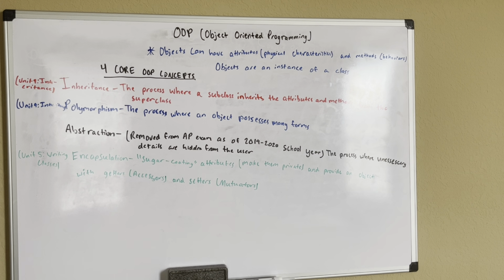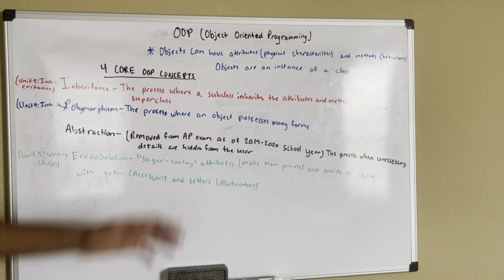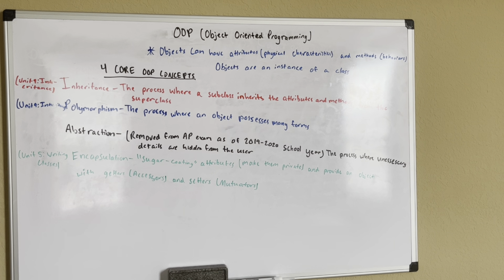So, encapsulation: sugarcoating attributes, make them private, provide an object with getters, accessors, and setters, mutators, and those will both be public, so they're visible among all classes, all packages. Those are the 4 core OOP concepts, and I did include the unit in which they pop up. Encapsulation will come in Unit 5, inheritance will come in Unit 9, and polymorphism will come in Unit 9. Abstraction is removed as of now, so you don't have to worry about it. I will still cover it, but AP can ignore that video because it's no longer on the exam.